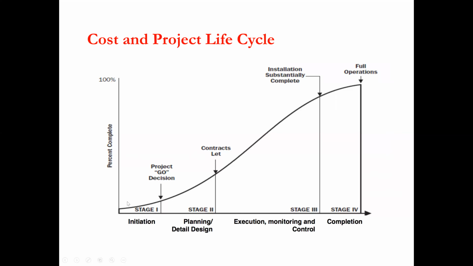On this side is the percent complete. On the x-axis there are the stages of the project: stage 1, stage 2, 3, and 4. Stage 1 is initiation, the starting of the project. Stage 2 is planning and detailed design. Stage 3 is the construction period, the execution of the project, monitoring and control of the project. Stage 4 is the completion or operational stage of the project.